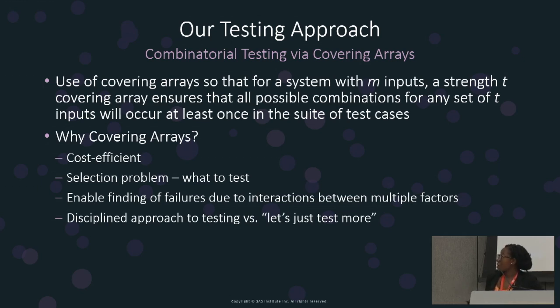So for our testing approach, we chose the use of combinatorial testing using covering arrays. So this ensures that our design region, the region for testing, is covered within the least possible number of runs. And Ryan explained earlier how covering arrays help us to do this. Now, why covering arrays? Because they are cost efficient and effective. They help to alleviate the selection problem.